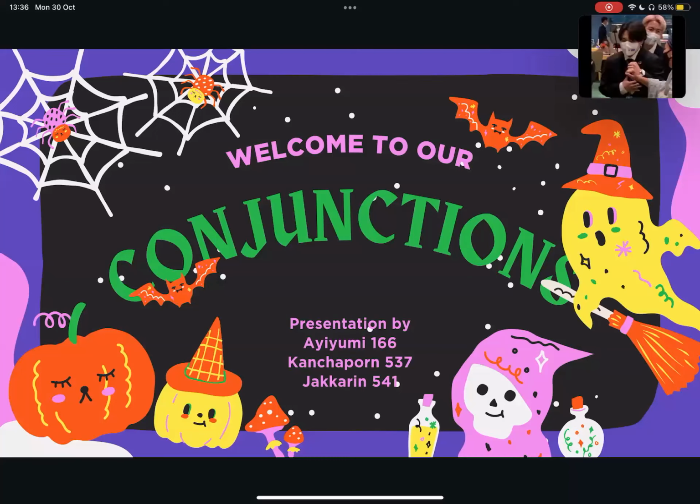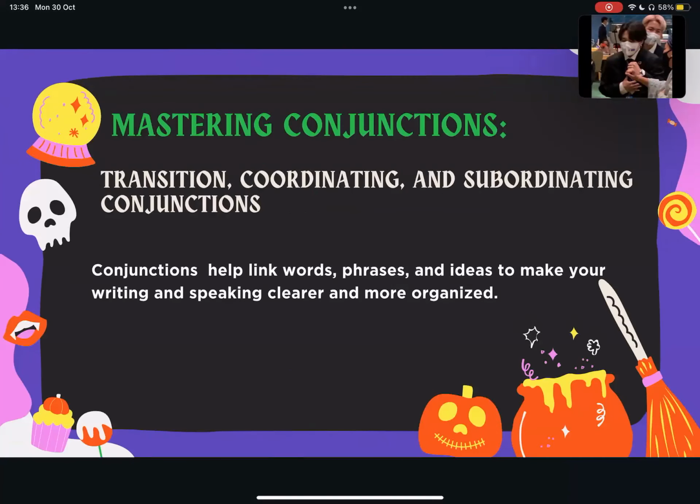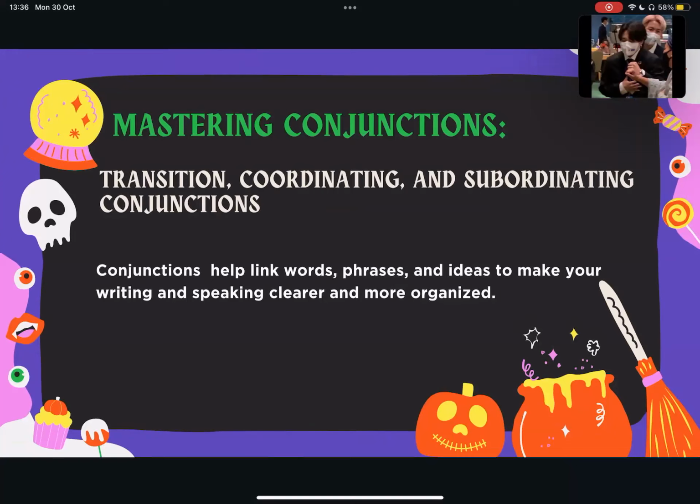Good afternoon, everyone. Today we're going to present about conjunctions. Let's get started. Mastering conjunctions: transition, coordinating, and subordinating conjunctions. Conjunctions are like sentence connectors. They help link words, phrases, and ideas to make your writing and speaking clearer and more organized. They show relationships like differences, similarities, reasons, and effects. In short, they make your communication easier to understand. In this presentation, we will be covering three main types of conjunctions.